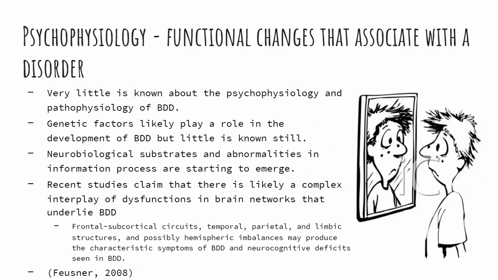And recent studies claim that there is likely a complex interplay of dysfunction of brain networks that underlie body dysmorphic disorders. This includes frontal subcortical circuits, temporal and parietal lobe and limbic structures, possibly hemispheric imbalances, and others that may produce the characteristic symptoms of BDD and neurocognitive deficits.